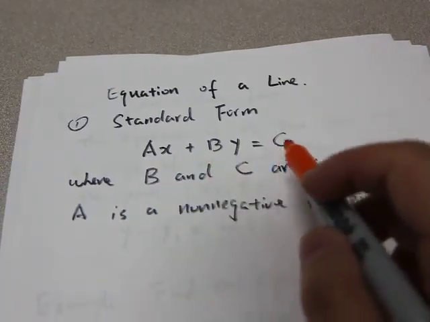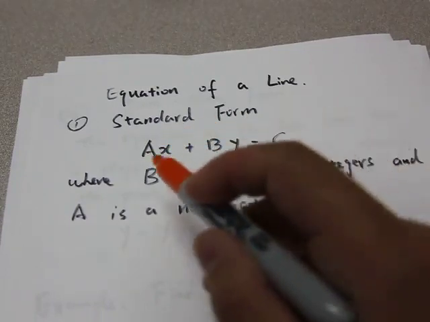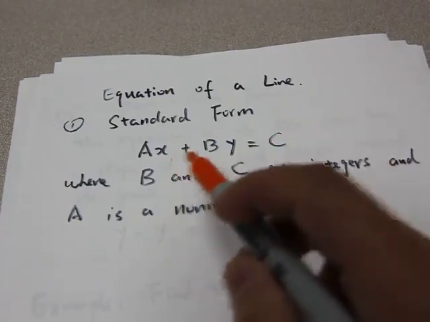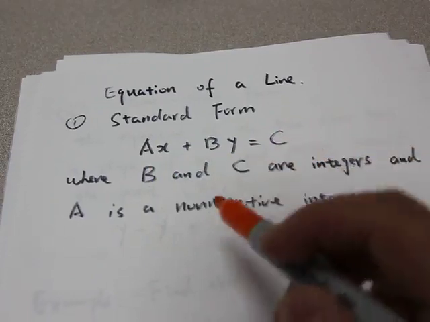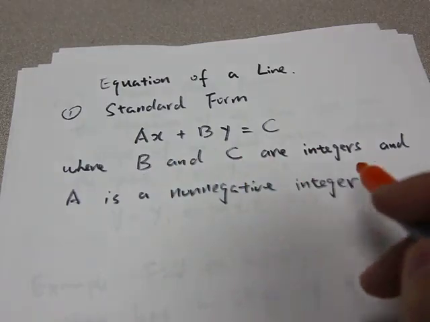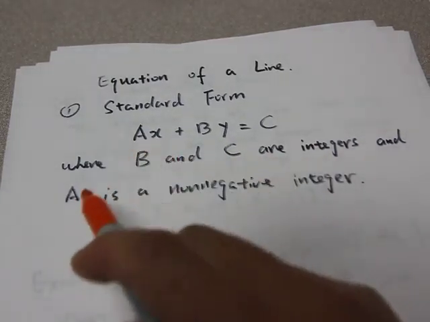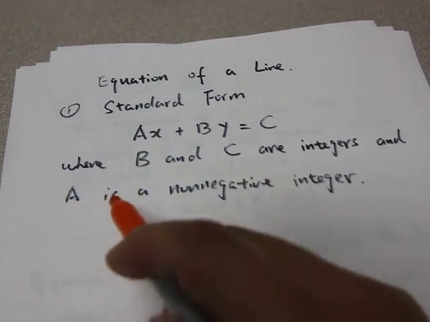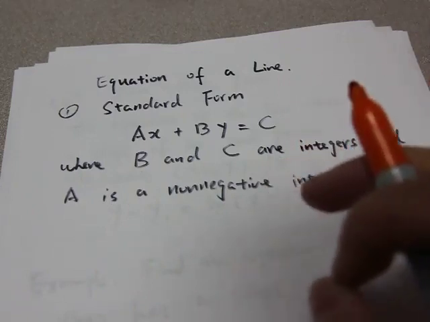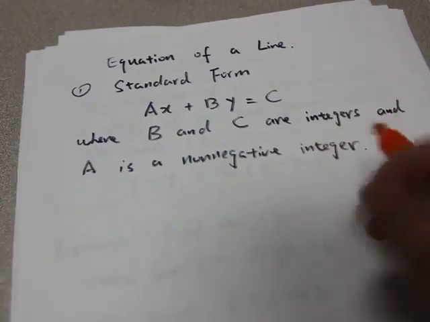And when you see an equation like this, then you should know this is an equation of a straight line. Now in this equation, a, b, and c all have to be integers, but a, the coefficient of x, must be a non-negative integer. So it cannot be something like -1, -2. It must be a non-negative integer.